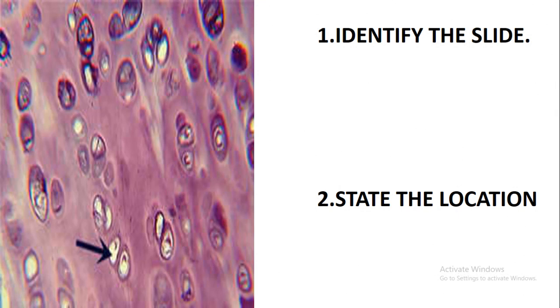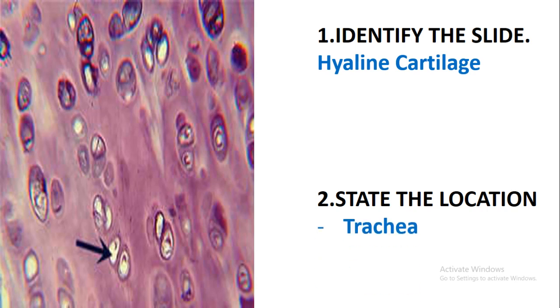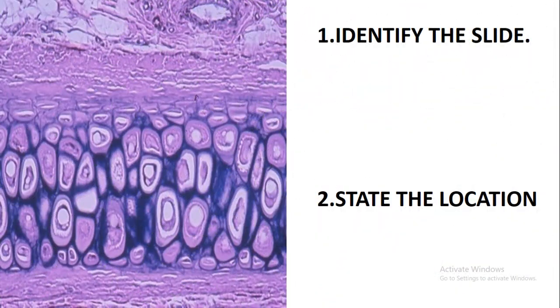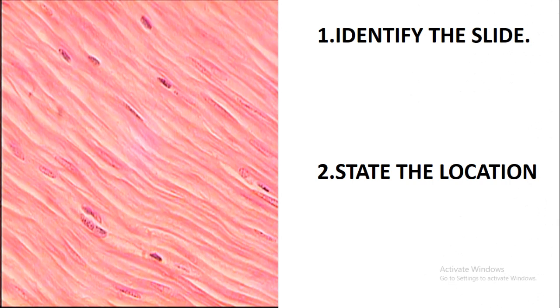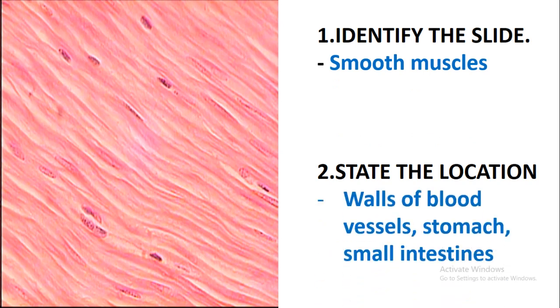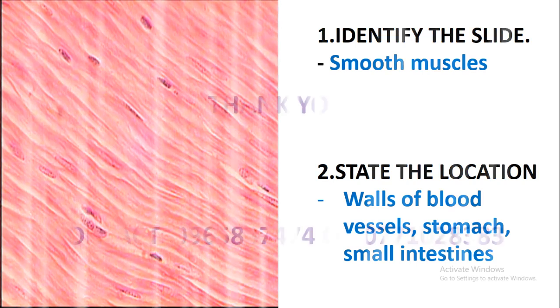Identify the slide. So if you look at this slide, this is just the hyaline cartilage. State the location. You can pick the trachea. You can also pick the larynx. Let's quickly move on and look at the next one. The next one is the elastic cartilage. Location, you can pick the external acoustic meatus and also the larynx if you want to add more. The next one is this slide, which is just the smooth muscle, and then the location is the walls of blood vessels, stomach, and small intestine.